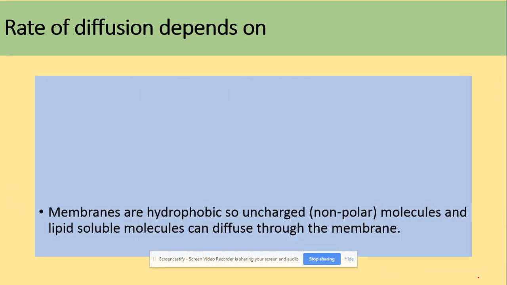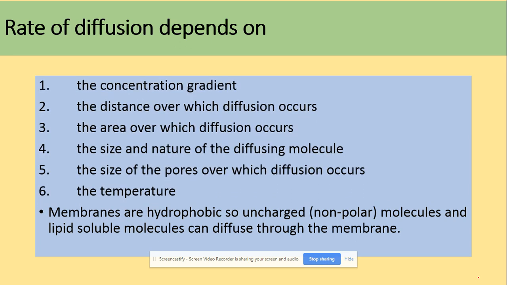So the rate of diffusion will depend obviously on many things. The concentration gradient, because we've said from higher to lower concentration, the distance over which diffusion takes place, the area over which diffusion takes place, the size and nature of the diffusing molecule, and the size of the pores over which diffusion takes place, and obviously the temperature, because with the temperature there will be more kinetic energy, so faster diffusion. And membranes are hydrophobic, so uncharged nonpolar molecules and lipid-soluble molecules can diffuse through simple diffusion, of course, through the membrane, what we've mentioned before.